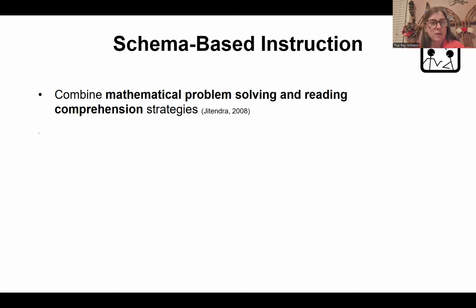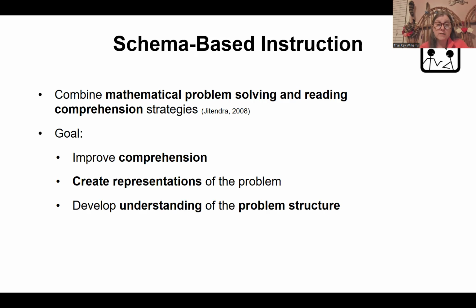And if you think about it, that makes sense, right? These are word problems. And what do you have to do? You have to read the word problem. You have to understand or comprehend the word problem. You have to understand what it is telling you, what information it's sharing with you, and what it's asking you to do. All right, so that makes sense. Again, with word problems, I need to be able to read it and understand what it is telling and asking. That's reading comprehension. And then in order to solve it, I have to use my mathematical problem solving. So that's really what schema-based instruction is.